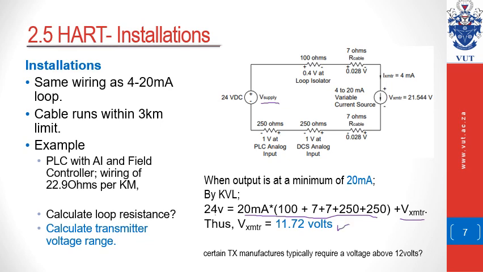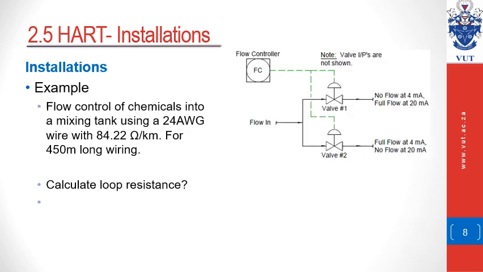If we look at the manufacturer's data sheet for the voltage range the transmitter needs to operate, say, for example, that typically this transmitter needs a minimum voltage of 12 volts, then we can already tell that our network might not work particularly well, especially when the current goes near the limit, which is 20 milliamps. Another similar example might be a case where you have flow control of chemicals into a mixing tank using two valves.